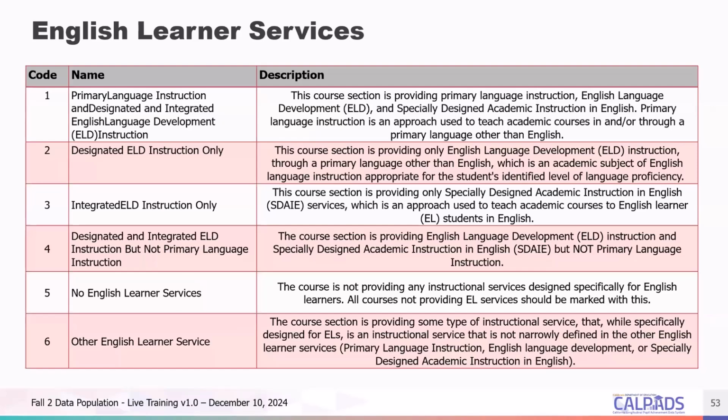This is a reference slide. So as a reference, you should try to save it separately, download it, and have it handy as you're reporting, particularly your course sections and student course sections in Fall 2. So it contains the English Learner Service codes along with their detailed definition, and it should help you to populate your English Learner Services correctly.